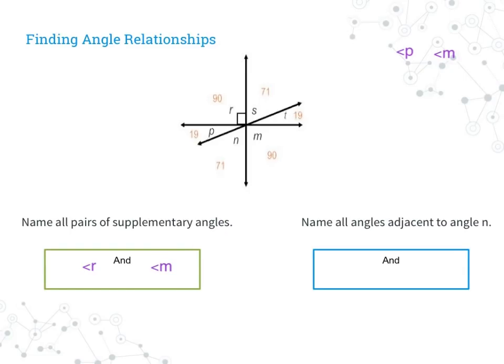Then we need to name all the angles adjacent to angle N. So again, sharing a side, sharing a vertex. So the only two angles that share a side and a vertex with angle N are angle P and angle M.